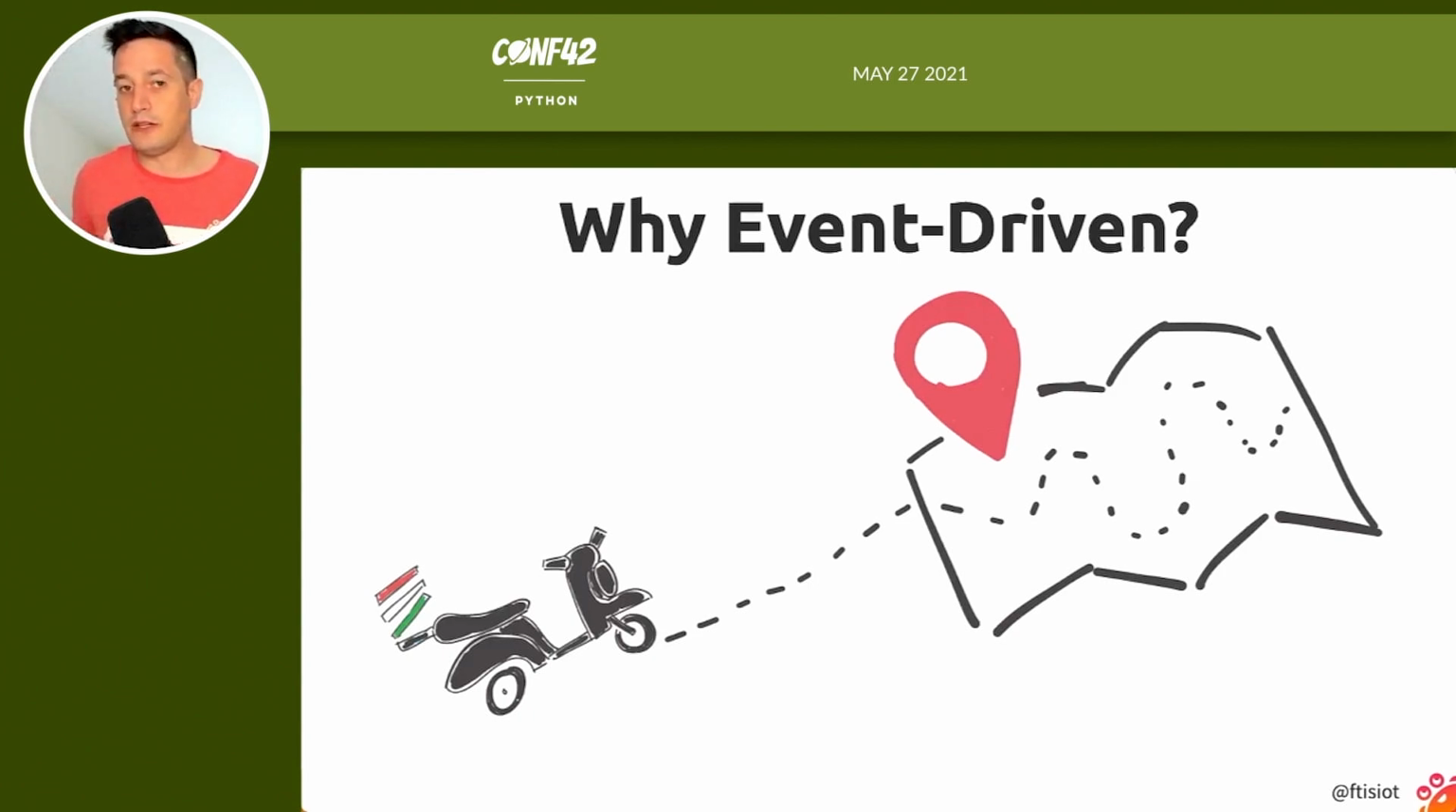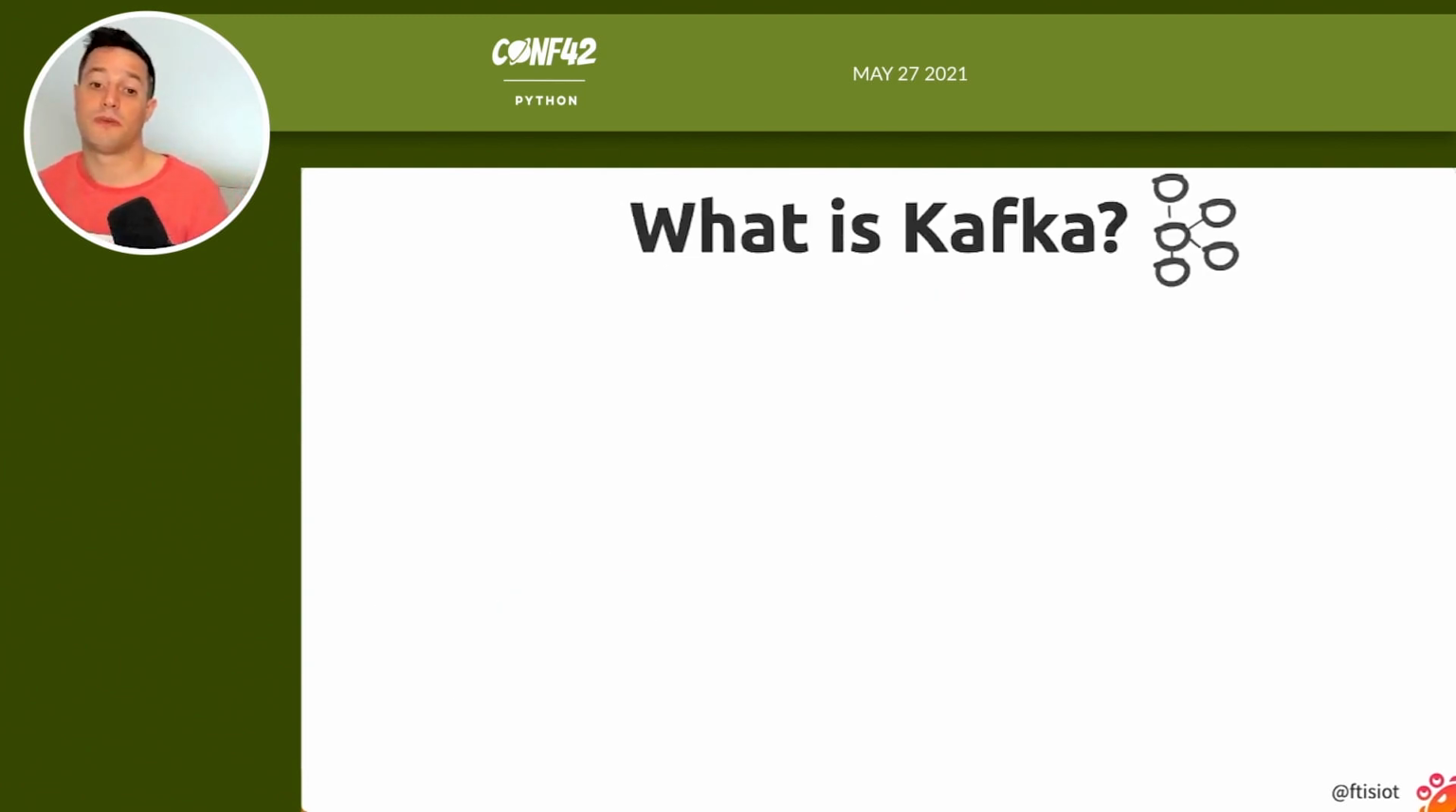So we need to have a way to deliver this information, to create this sort of communication between components in real time and highly available and at scale. How can we do that? Well, we can use Apache Kafka.